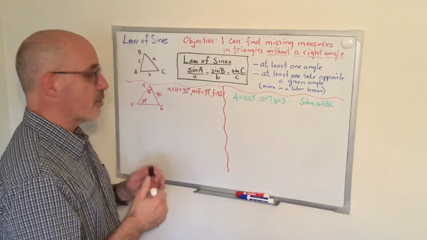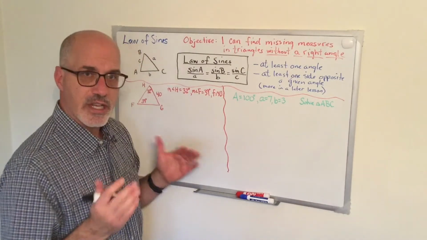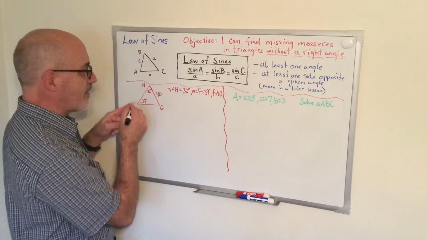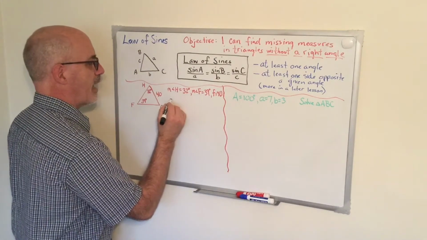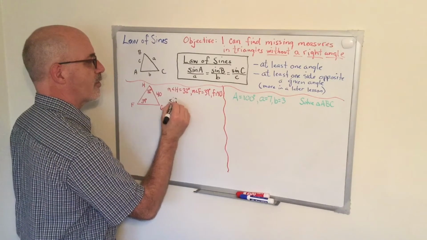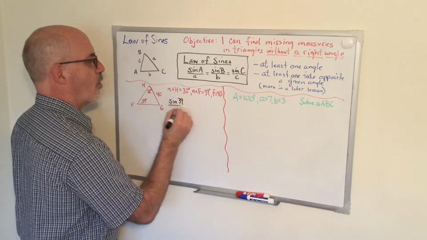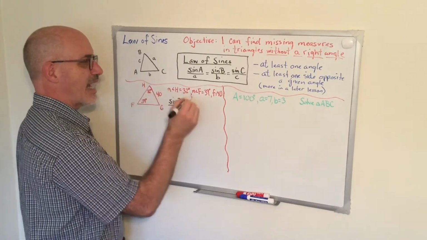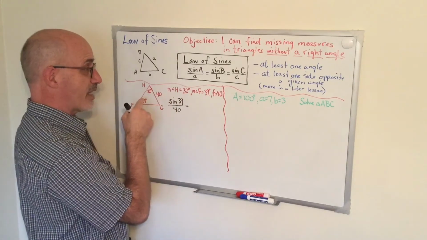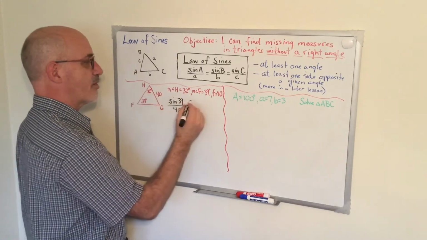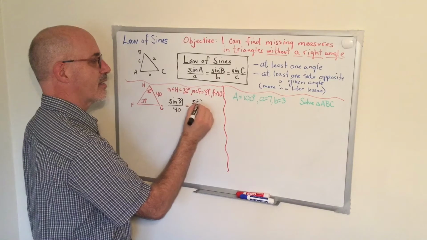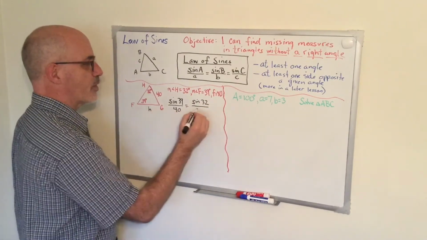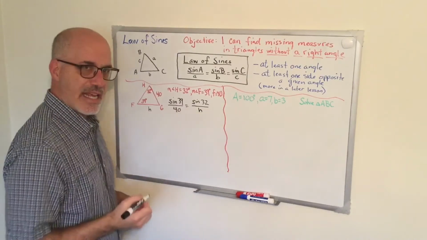First of all, we want to set up our first proportion using the information given. Since we're given angle F, let's set up sine of 39 degrees over the side opposite, 40, equal to the sine of the other angle that's given to us, sine of 32 degrees, over little h, which is the side opposite angle H.